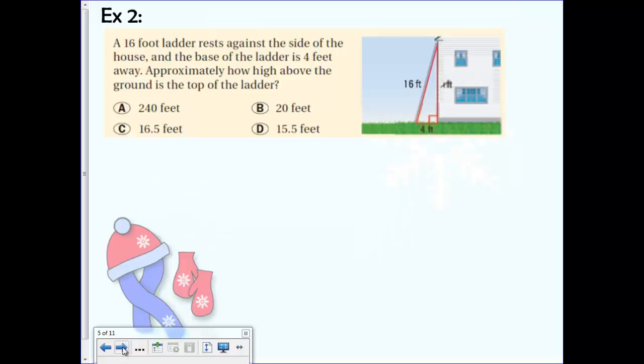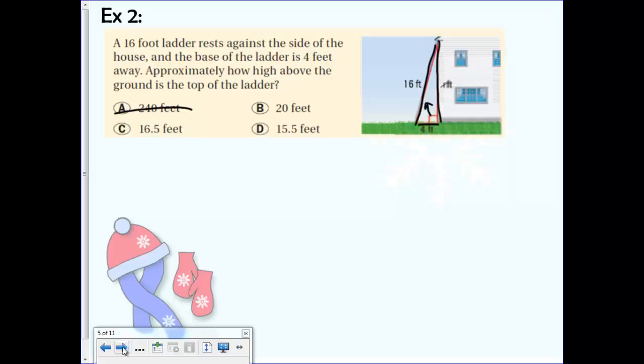How about here? A 16-foot ladder rests against the side of the house, and the base of the ladder is 4 feet away. Approximately how high above the ground is the top of the ladder? This is a great question. I would ask you to probably draw the picture. Without doing all that work, can we do a little process of elimination? What's my answer? So this is 4 feet. This is 16. I want to know, how tall is this? C is always the hypotenuse, right?